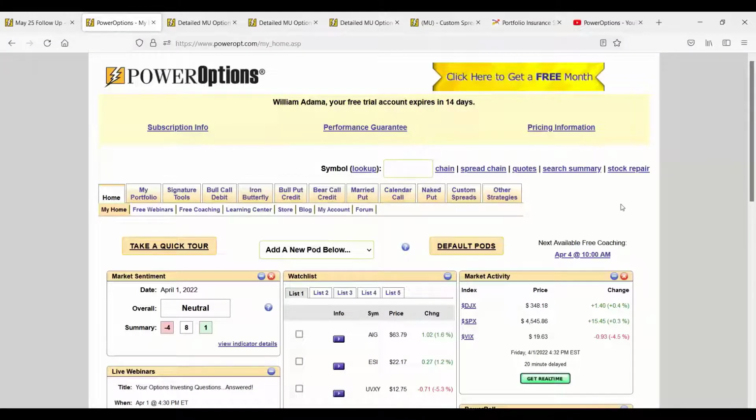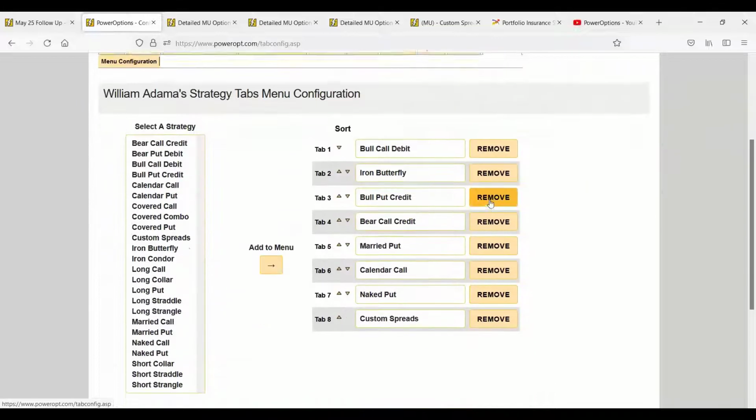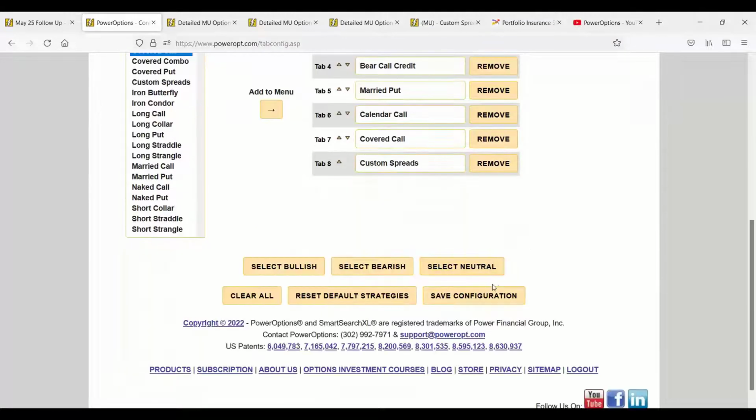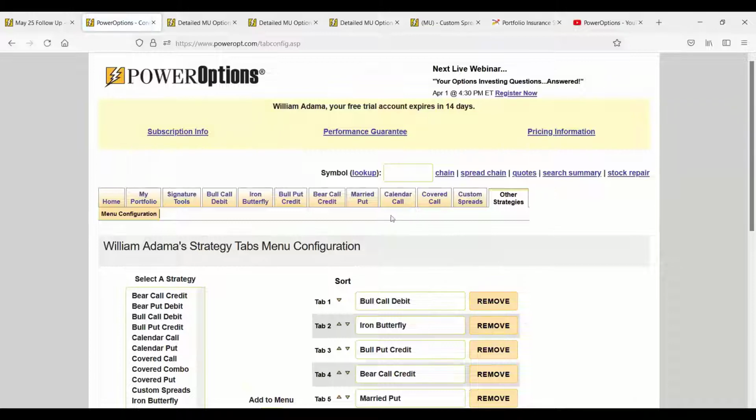Let me go to covered calls. We got a question that came in. So I'm going to go to the strategies here. We were doing mostly spreads last week. Let's take out naked put for the time being and just add covered calls in. And go ahead and save configuration.